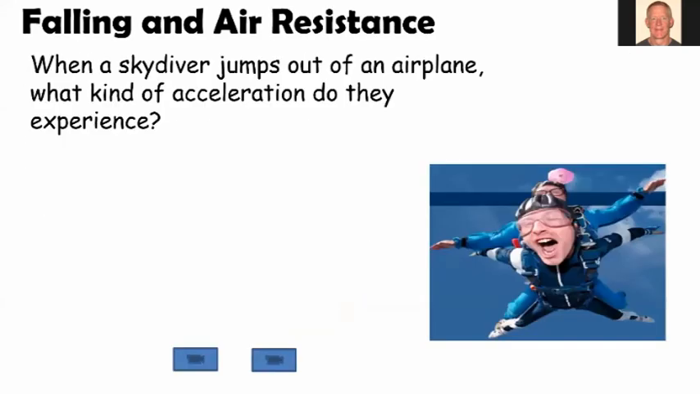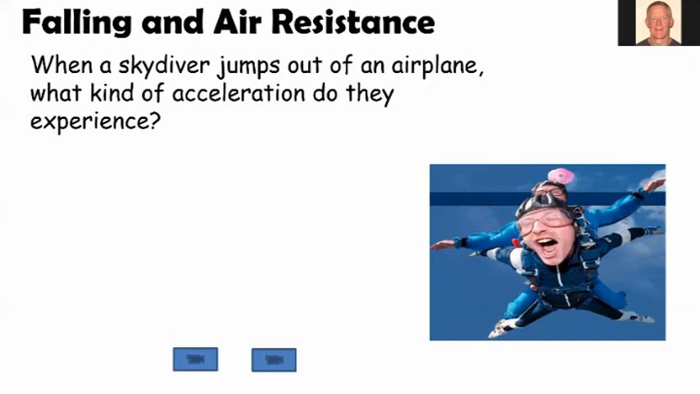All right, we're going to look at a special case here, and we'll do some more work with this later this week. But how does falling through the air and air resistance react with each other? So when a skydiver jumps out of an airplane, what kind of acceleration do they experience? Well, the minute they release themselves, they don't have any velocity, so they wouldn't have any air resistance, and they would begin to accelerate at 10 meters per second squared.